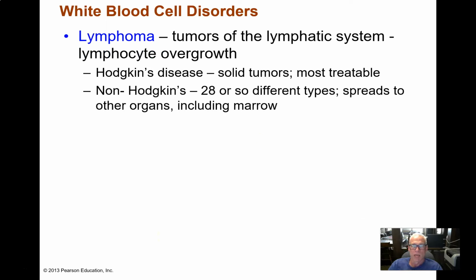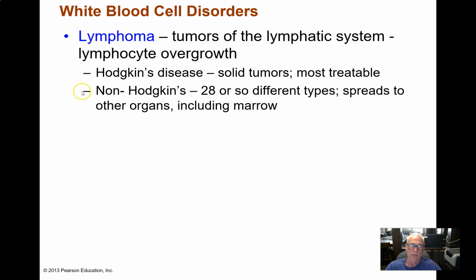Lymphomas are white blood cell cancers that arise anywhere other than the red bone marrow. So if we have white blood cells beginning to grow aberrantly in the lymphatic system, in a lymph node, for example, we may have Hodgkin's disease, solid, hard masses of cells, tumors within the lymphatic system. And they tend to stay clumped or aggregated together, and they can be removed surgically. It's a relatively treatable disease.